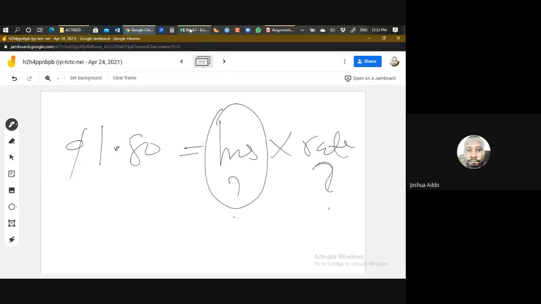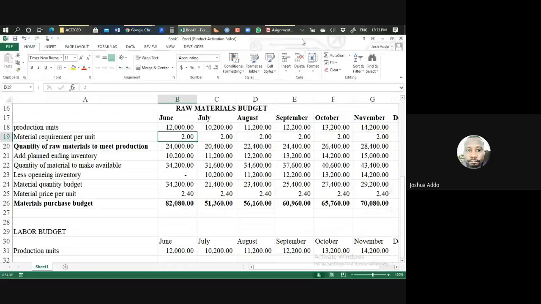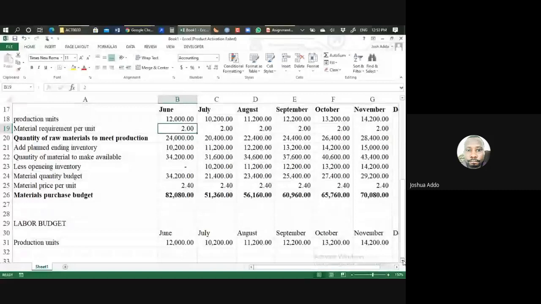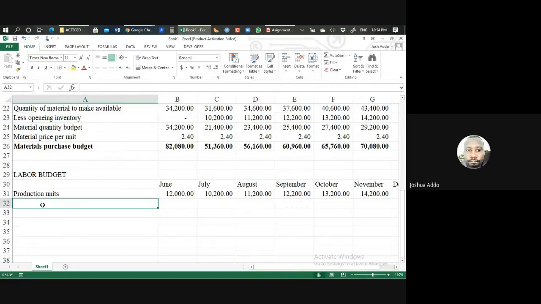So what we'll do is a direct labor budget. I'm saying all these things because some other question can be like giving you the rate per hour and the number of hours per unit of the finished good. In that case, you can prepare the hours budget and then extend it to the labor cost budget. But for this particular question, that information is not there. So our labor cost budget is simply the total units of production multiplied by labor cost per unit of the finished product, which is 1 cedi 80 pesewas.